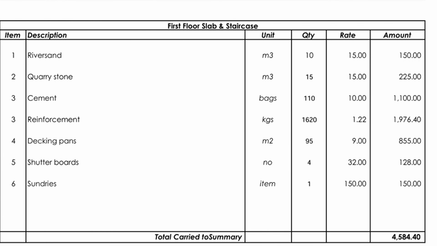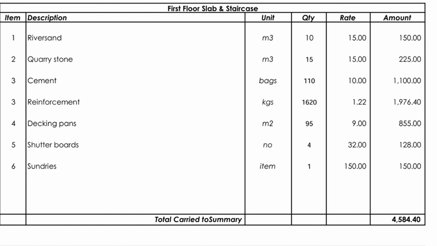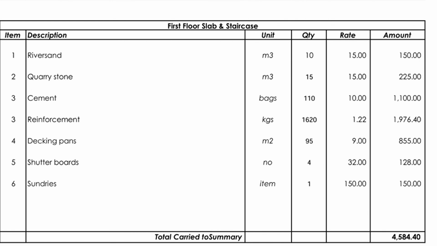Reinforcement, we have 1,620 kgs. The decking pans, we need 95 square meters. The shutter boards, we need 4. And then the sundries as well, they are needed. Okay, so for this stage we are looking at 4,584 US dollars. All right, so now let us move on to the brickwork of the first floor's superstructure.